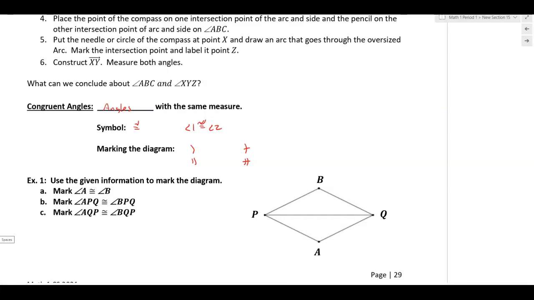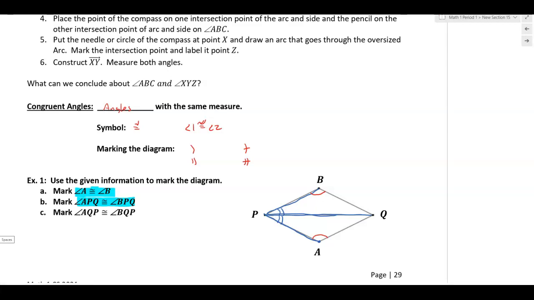When we look at the first example, angle A is congruent to angle B. This is angle A, so we would mark that congruent to that, and we can just put a single arc. Next, angle APQ is congruent to angle BPQ. So A to P to Q, double arc, is congruent to B to P to Q, which is this angle here. I'm going to put another double arc there.